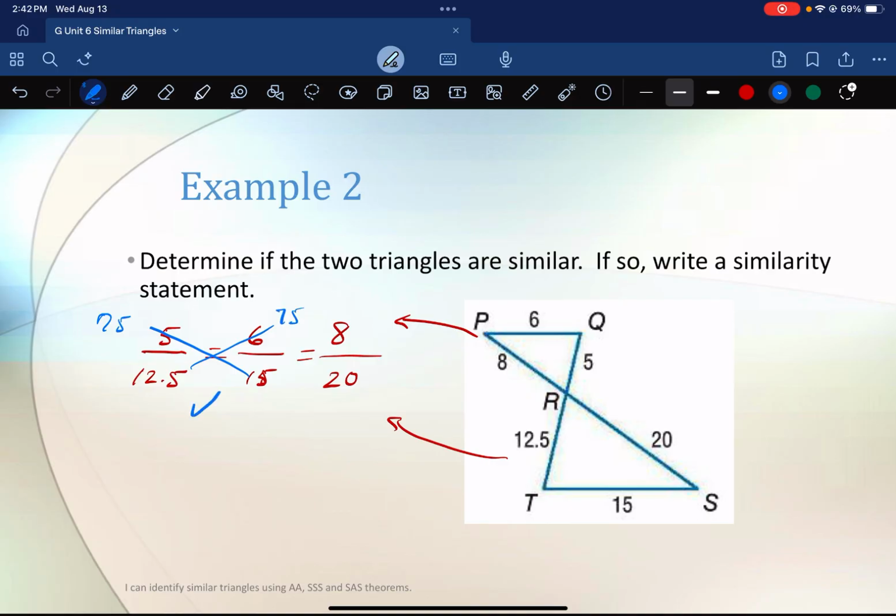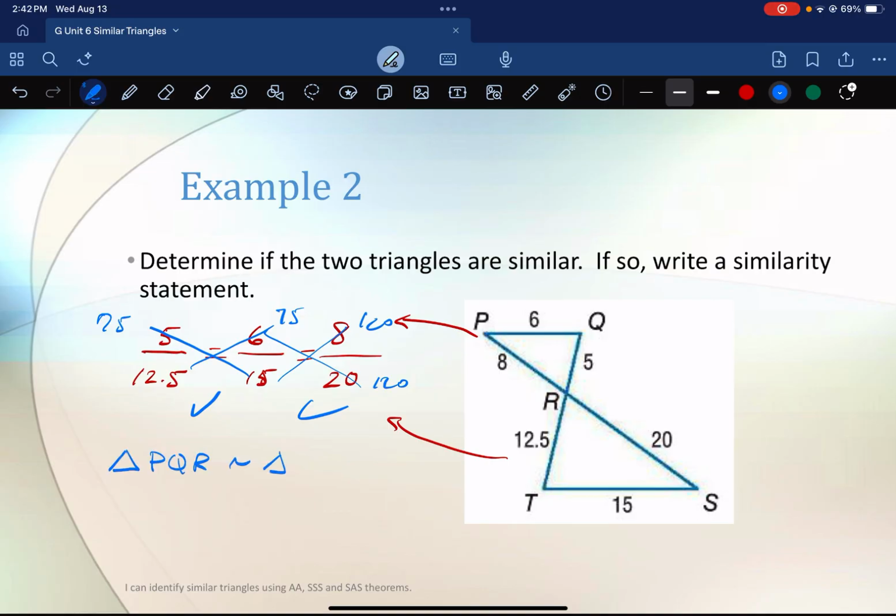So that pair checks out. Now do the next pair. 15 times 8, that's 120. And 6 times 20 is also 120. And so that pair checks out. So these triangles are similar by side, side, side. Okay? Now we got to write the statement.